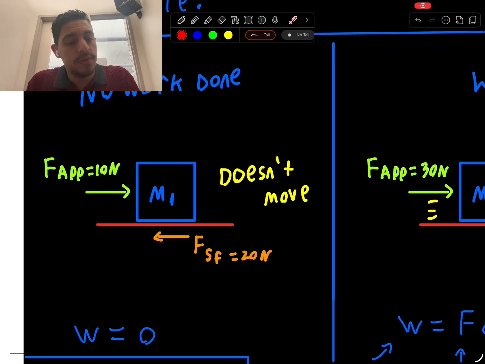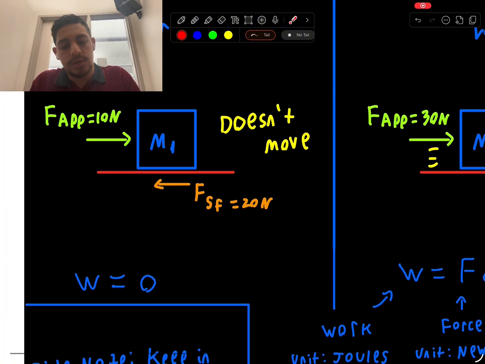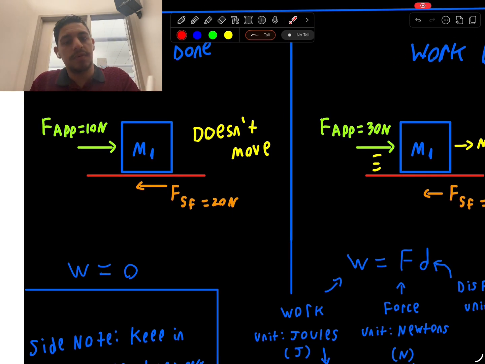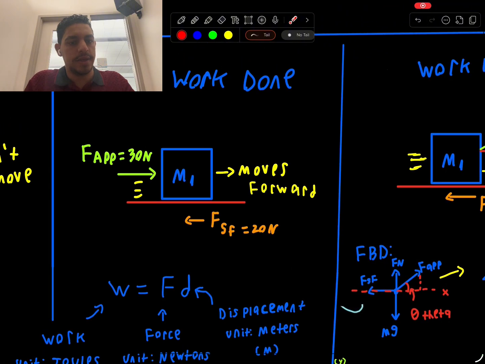So if it doesn't move, it wasn't displaced any distance. So your work is equal to just 0 because no work has been done. Okay, that's where you have an example of no work being done. So what does work being done look like?